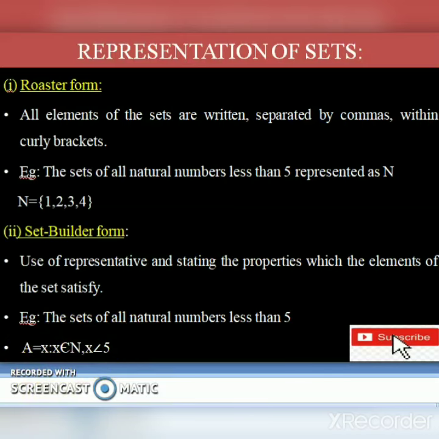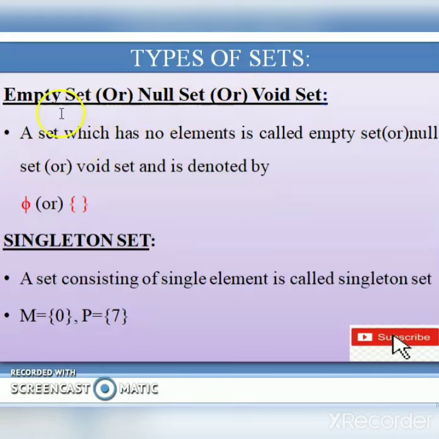Now coming to the types of sets, we have many types. One is the empty set, or null set, or void set. All three are the same. A set which has no elements is called an empty set, null set or void set, and it is denoted by the symbol phi, or by empty brackets. Now coming to the singleton set: as the name specifies, when only one element is there in the brackets, it is called a singleton set. Examples: M = {0}, P = {7}, or X = {5}. Whenever we have one element, it is called a singleton set.